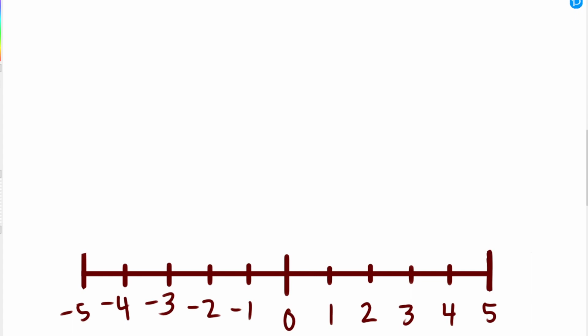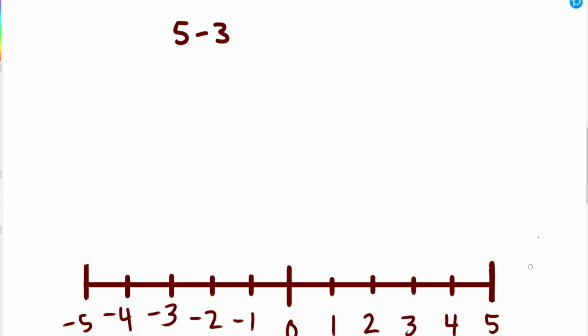So to get into it, let's say we have something like 5 minus 3. Now, we know intuitively that this is going to be 2. If we have 5 things, 1, 2, 3, 4, 5, and we take away 3 things, that leaves us with 2, right? And we can also demonstrate this on our number line. So here's 1, and then we subtract 3. So 1, 2, 3. So we landed at 2.